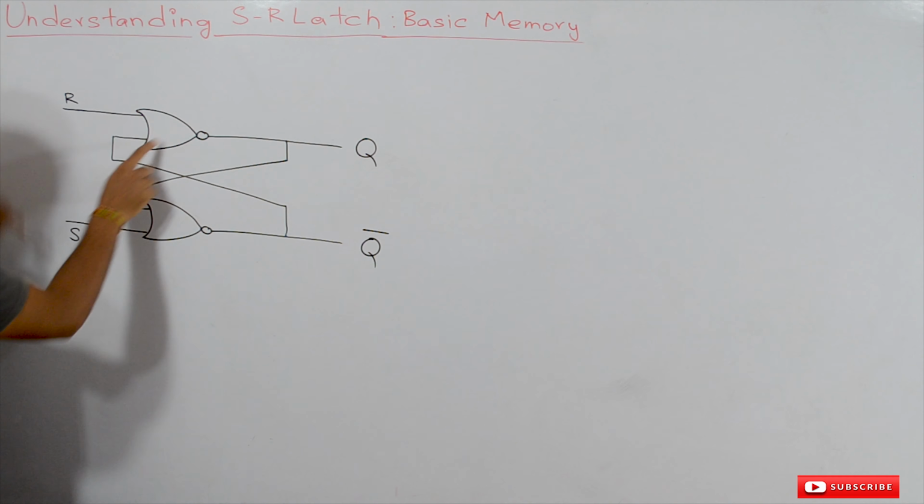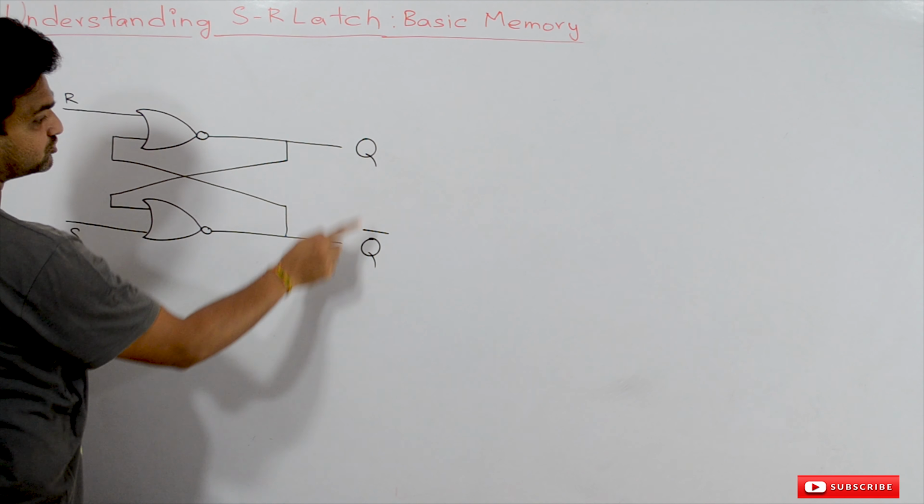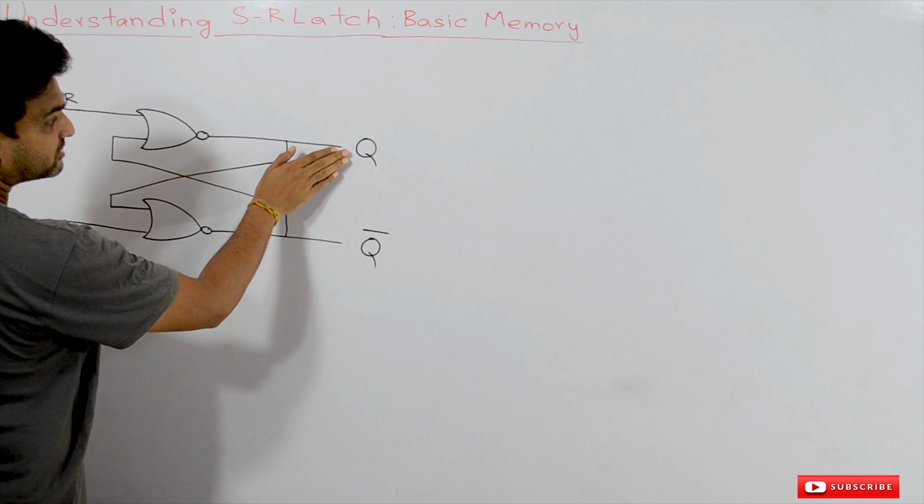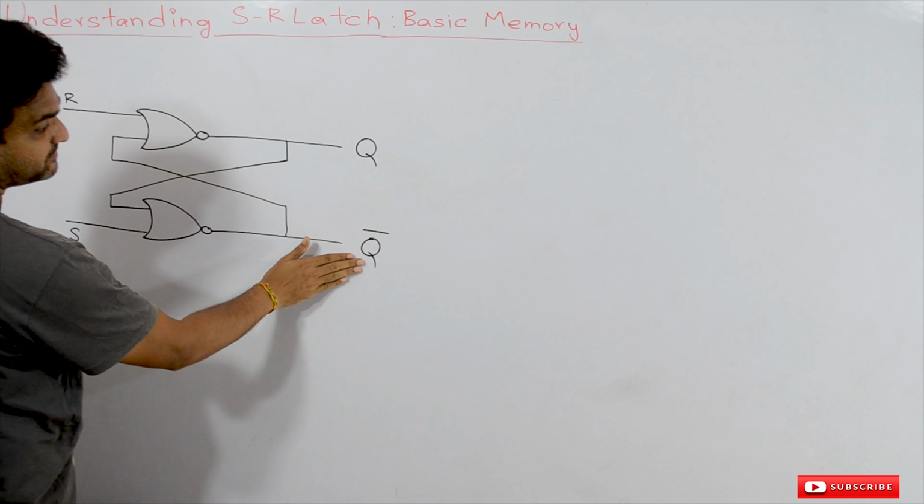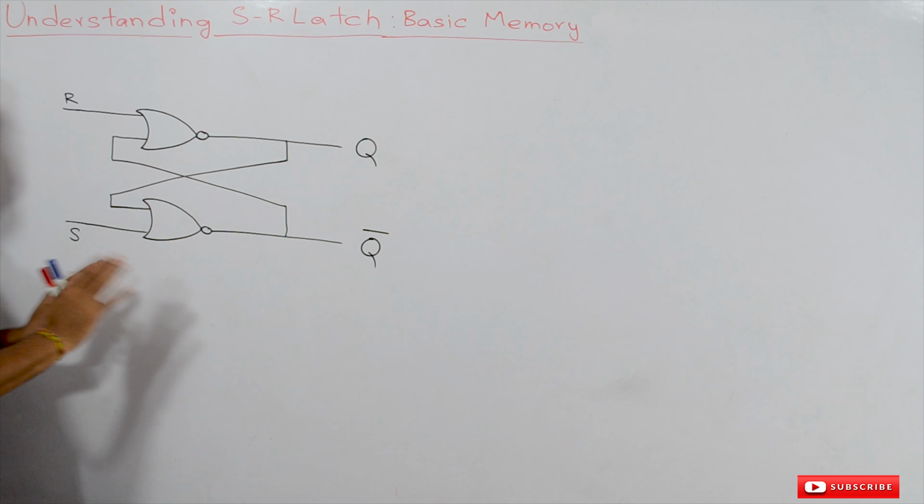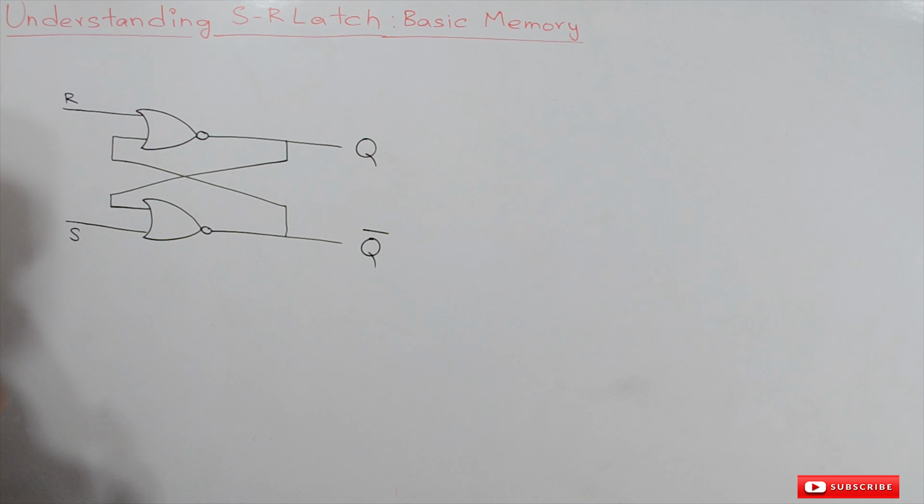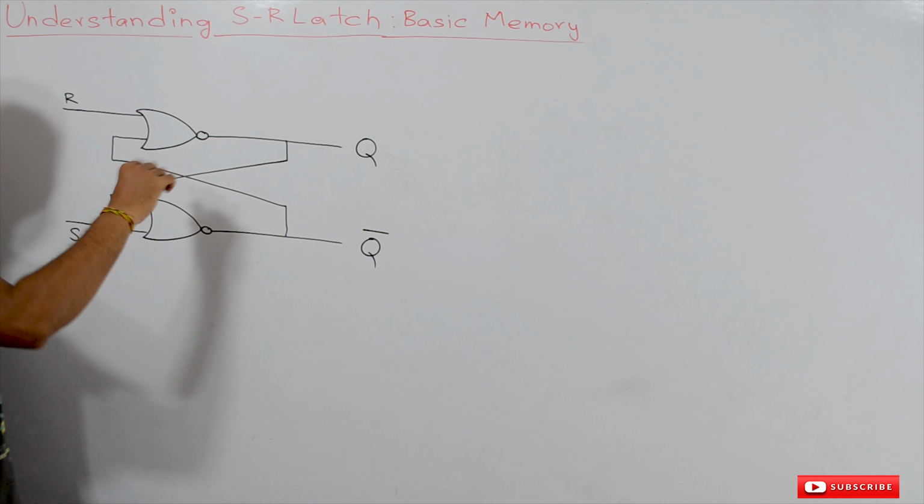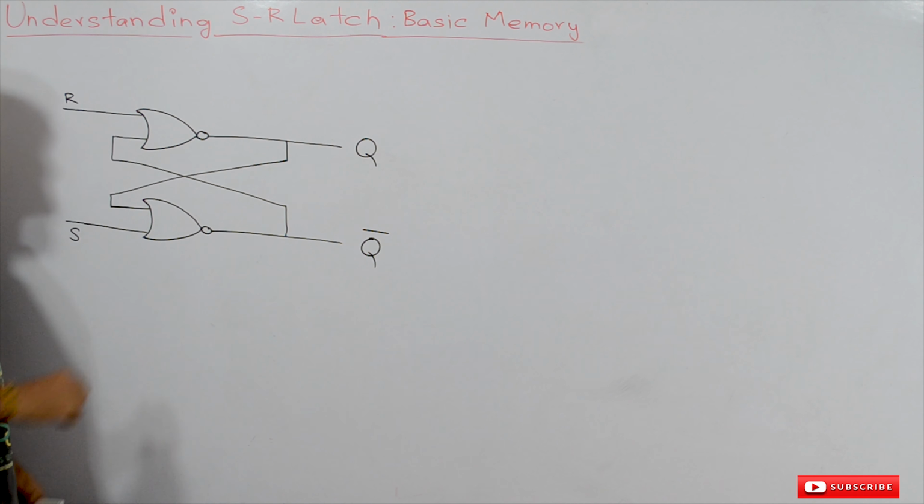S and R, these are NOR gates, and these are the outputs Q and Q complement. Whatever we get as Q, the complement will be obtained here. So this is the SR latch circuit. Now we will try to understand how a bit is getting stored onto this.